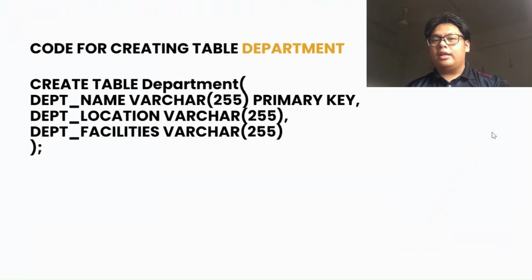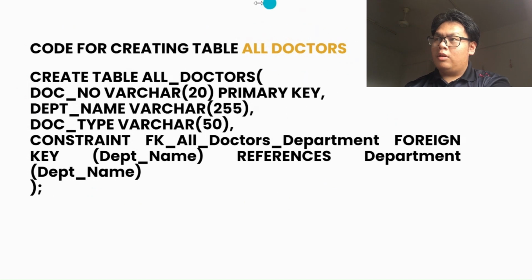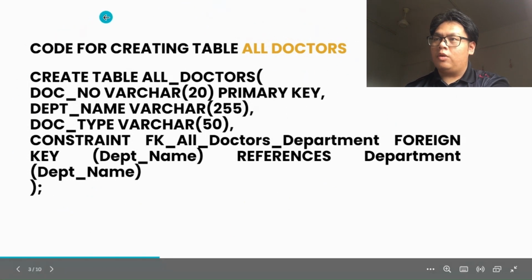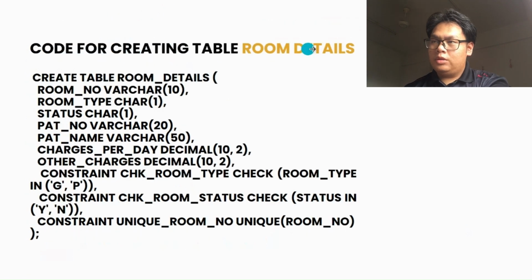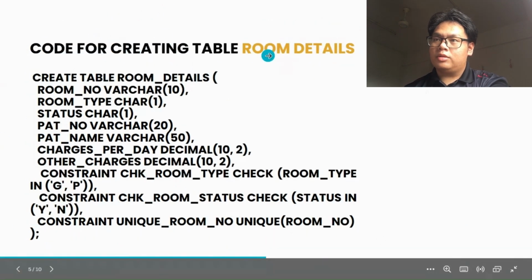Good day, my name is Martin, and now I am going to continue my presentation on the DDL statement. A DDL statement is actually a statement for creating tables. For this case study, we have four tables altogether. The first one is table department, and this is the code to create table department. Next, we have all doctor tables. So this is the code for all doctor tables. Third one is patient entry tables. So this is the code to create a table for patient entry. Next, we have code for creating table for room details. So this is the code.